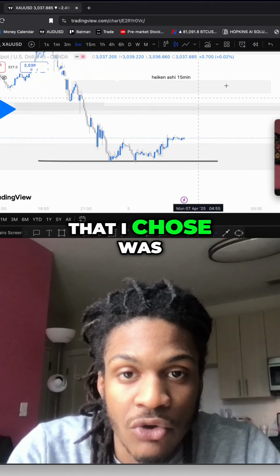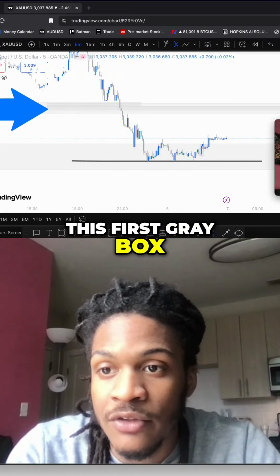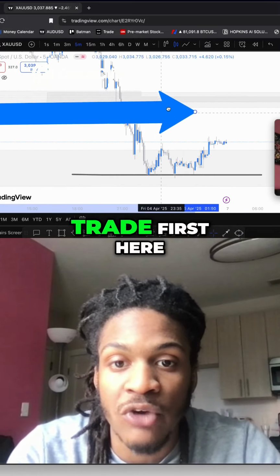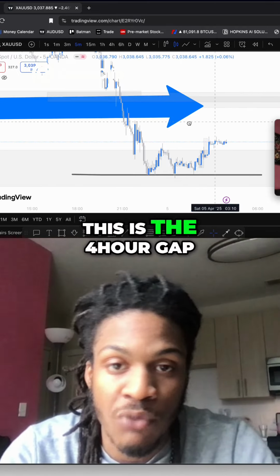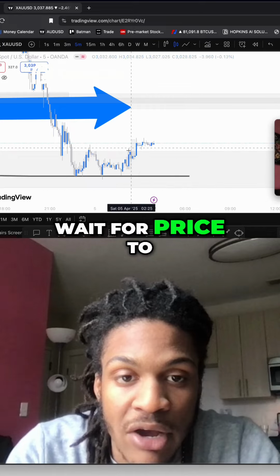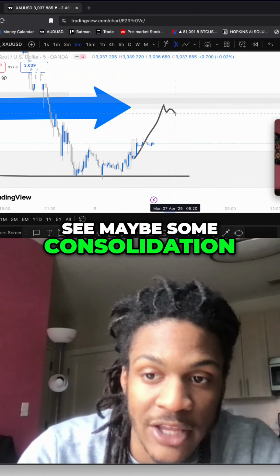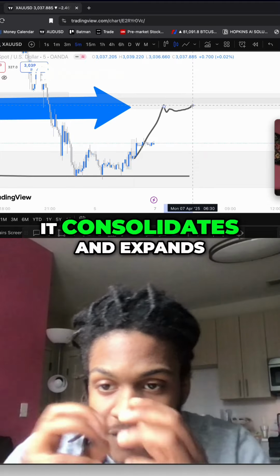So if the gap that I chose was this one, this first gray box, the one on top that the blue arrow is pointing to, if I chose this fair value gap to trade first here, I would wait, because this is the 4 hour gap, I would want to wait for price to come up to this gap, and I want to see maybe some consolidation, because the market usually does that before it expands heavily. It consolidates and expands.